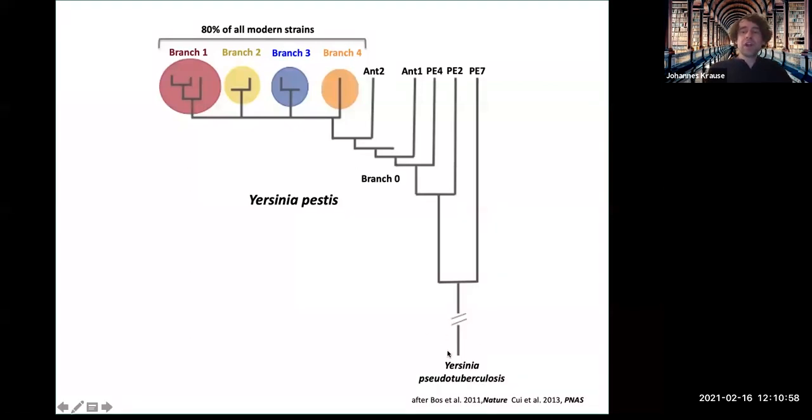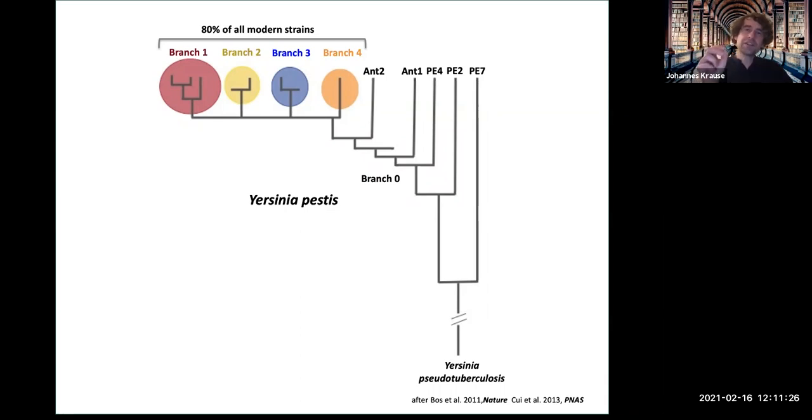And here it branches off from Yersinia pseudotuberculosis. That's actually a different pathogen. It can also be pathogenic, but it's mostly an environmental bacterium that you find in soil. So it's a soil-dwelling bacterium. If you ingest that, it can actually cause gastrointestinal diseases, but it's not really transmitted by fleas or anything like that. So it's just an environmental pathogen, nothing like Yersinia pestis, but it's pretty closely related.